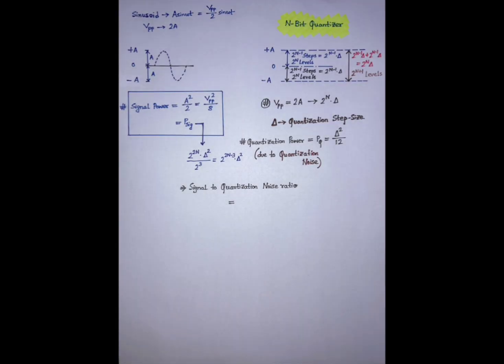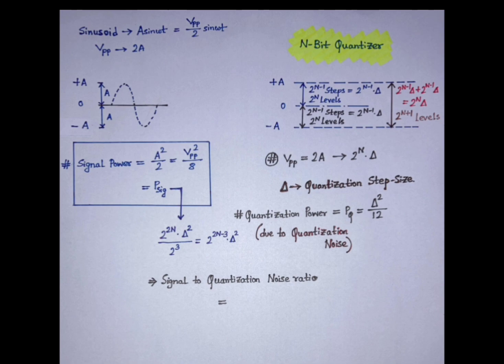As given in the question, the input is a sinusoid. If we assume the sinusoid is A sin omega t, or A cos omega t, then the peak to peak value is twice A. So A sin omega t is equal to VPP, the peak to peak value, divided by 2, times sin omega t. Now if you compute the signal power, meaning the input signal power, you will get A squared by 2, which is VPP squared divided by 8. That is my signal power, P_s.